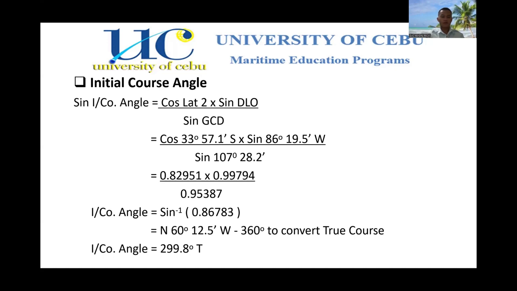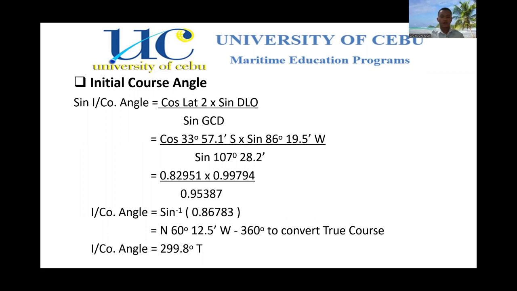To get that sine inverse, we click shift on our calculator, then click sine. It will automatically go to inverse sine, and the result for the formula is 0.86783. Then set our calculator to degrees. So the result is 60 degrees, 12.5 minutes.